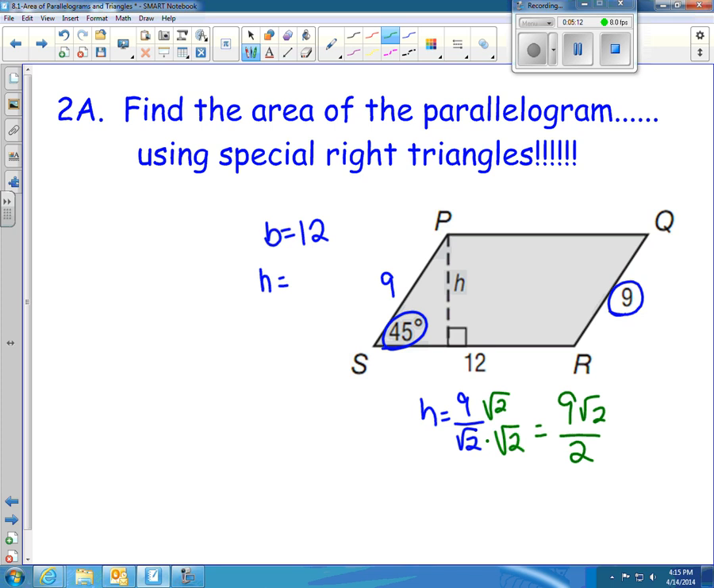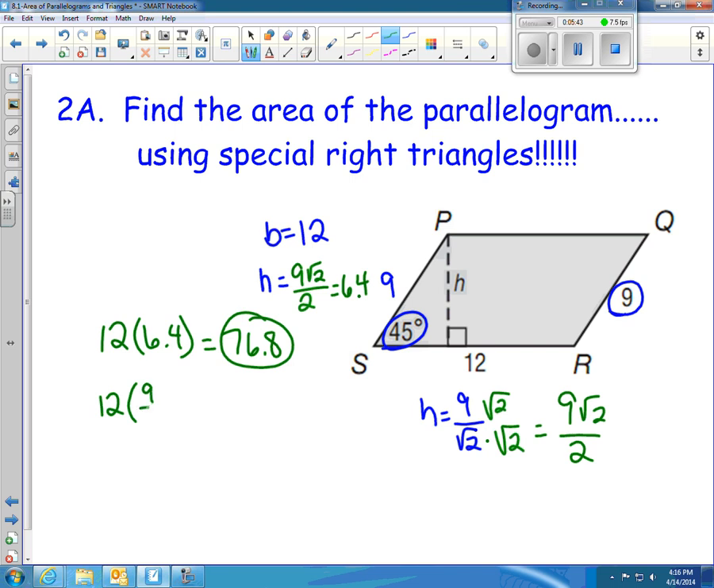So we can use that as our height, or we can convert that over to a decimal. I will accept either one for this time, so we can round that to 6.4. Okay, now we have a base and a height, so we have 12 times 6.4, and that's going to get us 76.8. There is no label, so we don't need to put one on, or we can take our 12 times our 9 square root of 2 divided by 2, and that is going to give us 54 square root of 2. Same thing for both of those.